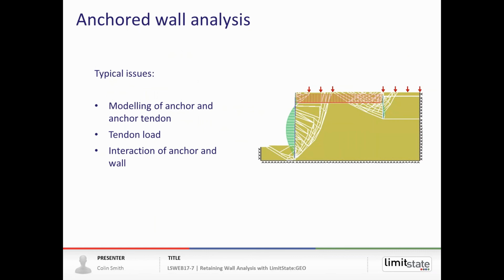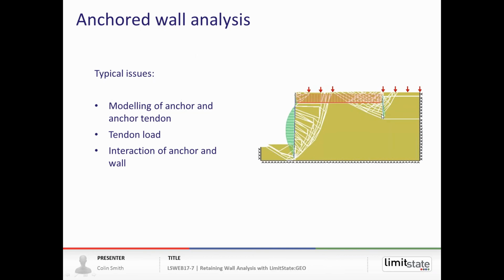Okay, we're coming towards the end of the presentation, so I'm just going to wrap up with a little look at anchored wall analysis. So here we have an anchored sheet pile wall. We've got an anchor tendon here and a deadman anchor at the back here. Typical things we're interested in are modeling those aspects. What is the load in the tendon, and how does that wall interact with the deadman?